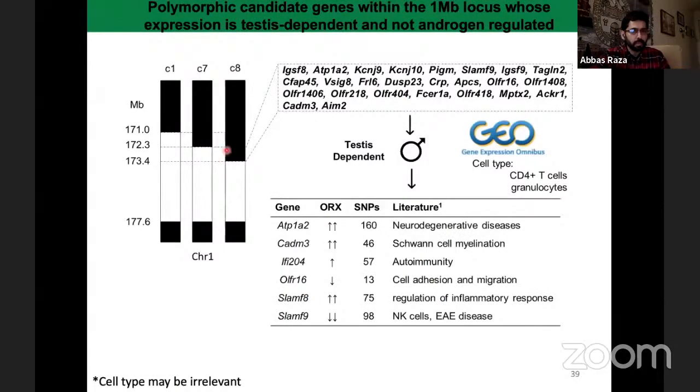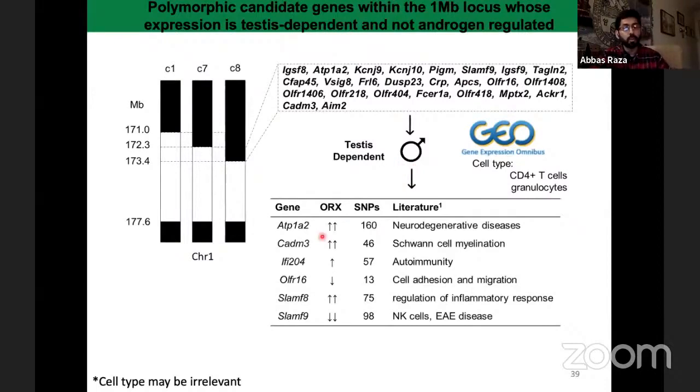So this is the region that we are interested in, which is in C8, but not in C7. So there are several genes. So we asked, are any of these genes dependent on the testes? So we looked at gene expression data sets. One example of this you can find in the GEO database. And the cell types that I looked at were CD4 T cells and granulocytes. And I asked, is there any gene that is affected following orchiectomy? Because this could be the gene that I'm interested in.